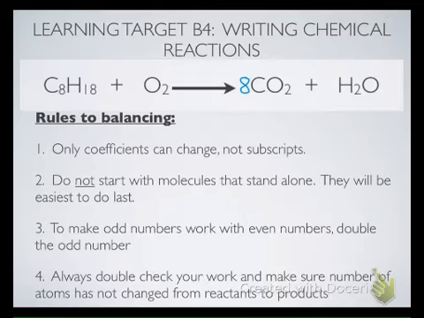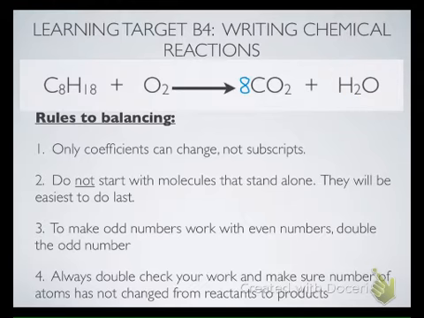How about hydrogens? How many I got on the left? 18. How many I got on the right? 2, because every water has 2. So remember, water is H2O. H2 means I got 2 hydrogen atoms. So if every water contains 2 hydrogen atoms, how do I get 18 total hydrogen atoms over here?